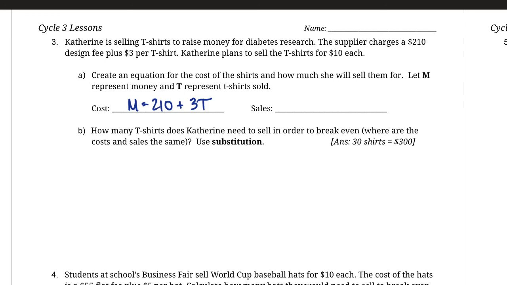For the sales, this is how much she sells them for. She's just selling them for $10 each. So how much money is she going to make from selling them for $10 each? Well, remember, if T stands for t-shirts, it's just going to be 10 times the number of t-shirts, 10T. Those are your 2 equations. So using those 2 equations, I think you can do the rest. The break-even point is where those 2 things cost the same. The number of shirts are the same and the cost is the same. So you can figure out that part, and the answer is on the page. Okay? And then try it for the remaining questions. Good luck.